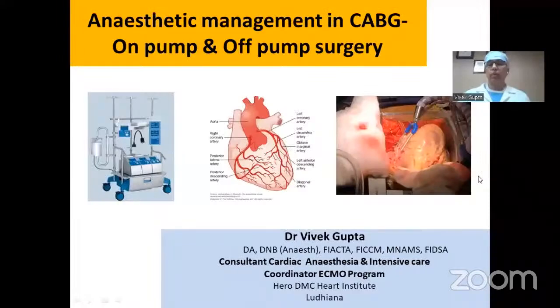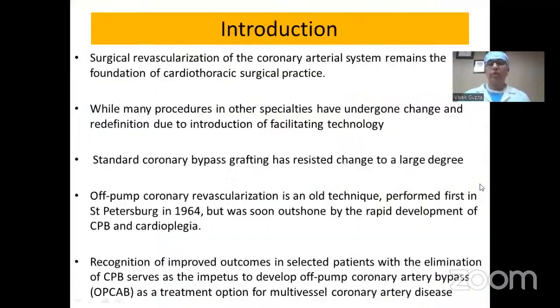Good morning, all. First of all, thanks to the organizer for giving this opportunity to me. I'll be speaking on anesthetic management in CABG patients, both on-pump, meaning use of cardiopulmonary bypass, or off-pump, meaning on the beating heart. Off-pump CABG is not actually a recent invention.